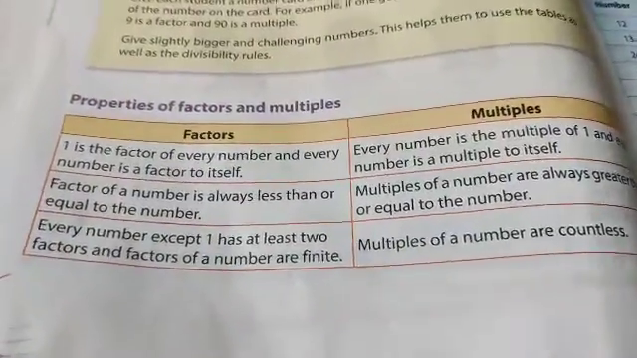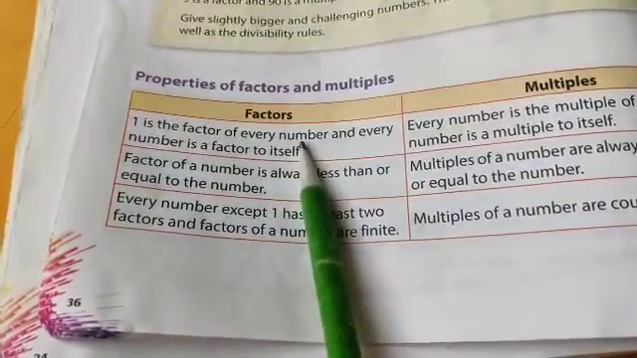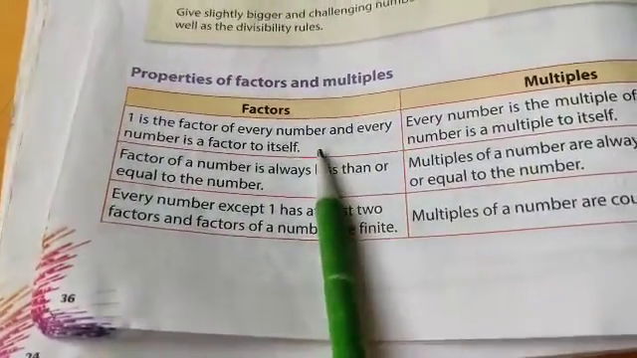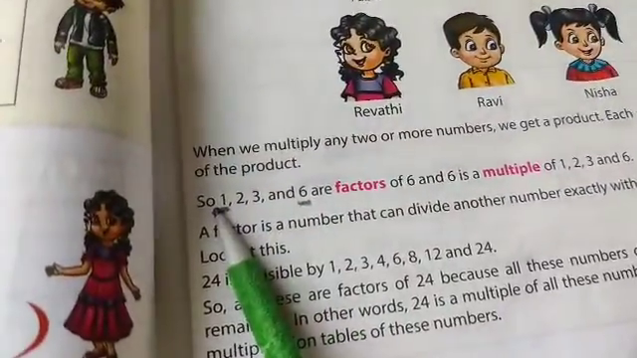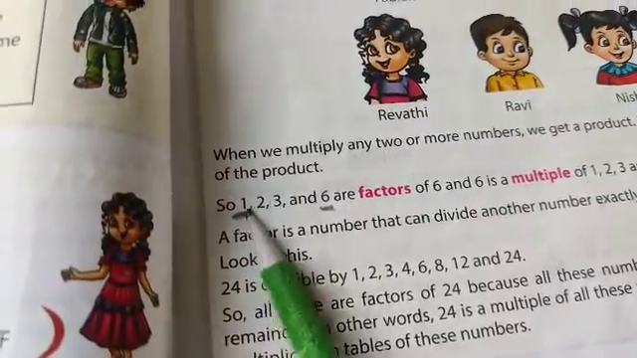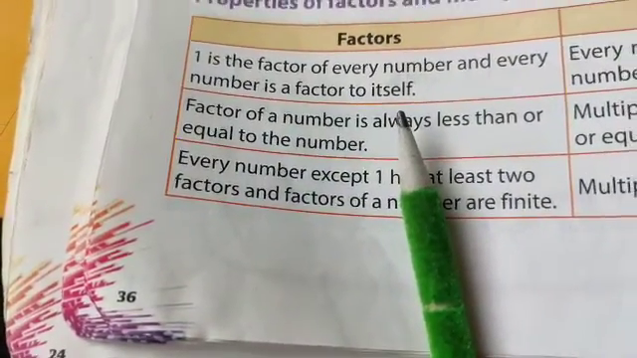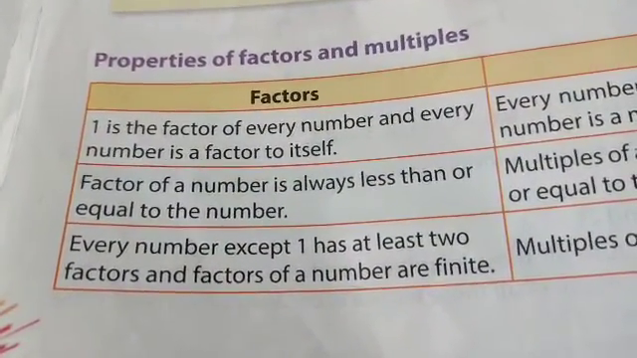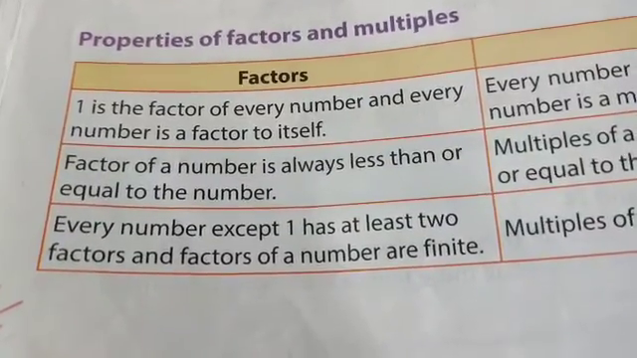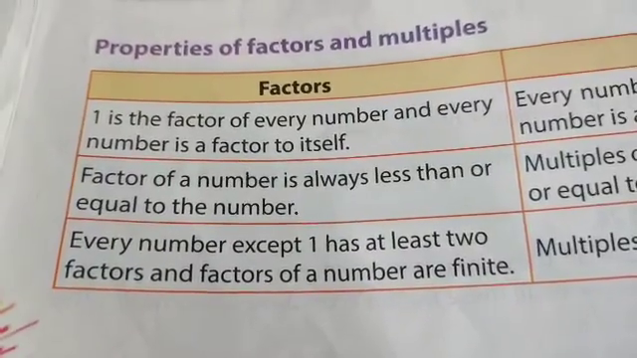Now see, properties of factors and multiples. One is a factor of every number, and every number is a factor of itself. I told you in the 6th, 1 is a factor of every number. The smallest factor is 1 and the greatest is the number itself. जिसका भी factor निकालोगे, वो number तो आएगा ही. A factor of a number is always less than or equal to the number.